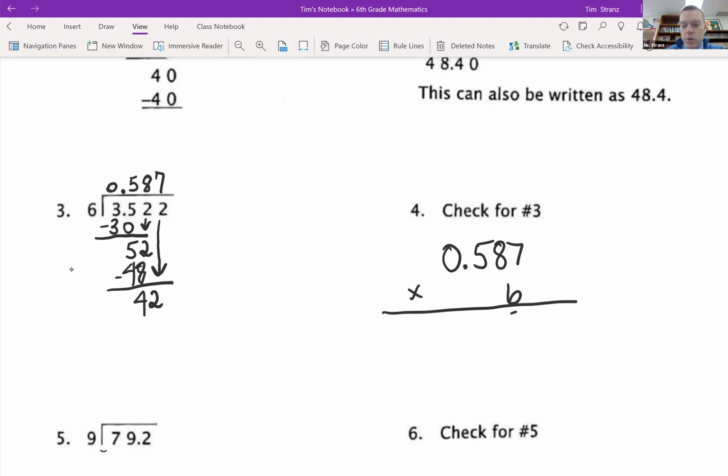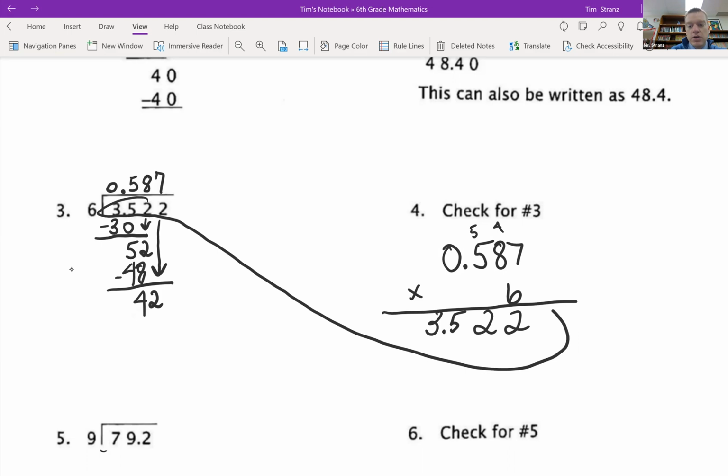6 times 7 is 42. 6 times 8 is 48. Plus 4 is 52. And then this is going to be 35. 3 decimal places. And there you go. Look, it's the exact same number. Okay, so you know that your answer is completely right.